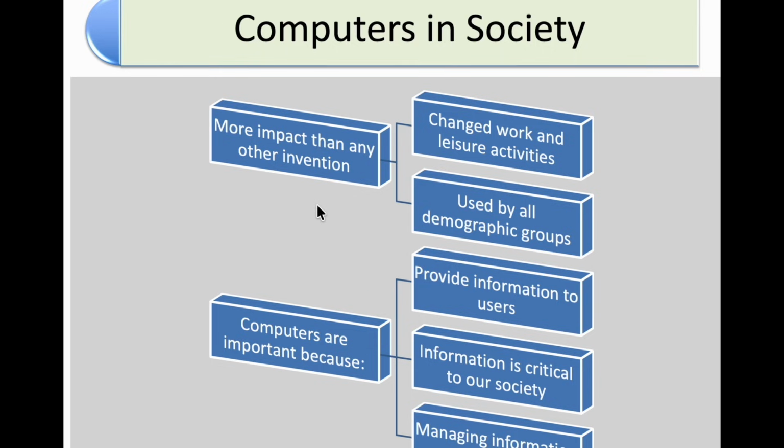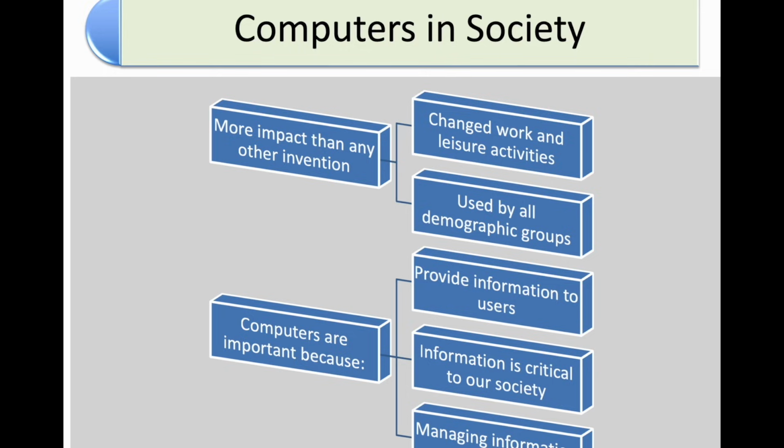Computers do not have a specific task that only a few geniuses can use. It means that everyone can use computers without any specialized knowledge. Even without any knowledge, they can use computers. Computers are important. Why are they important?